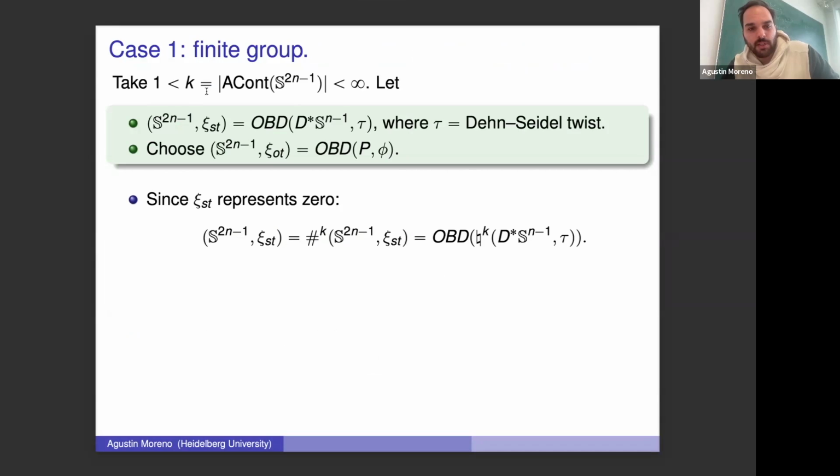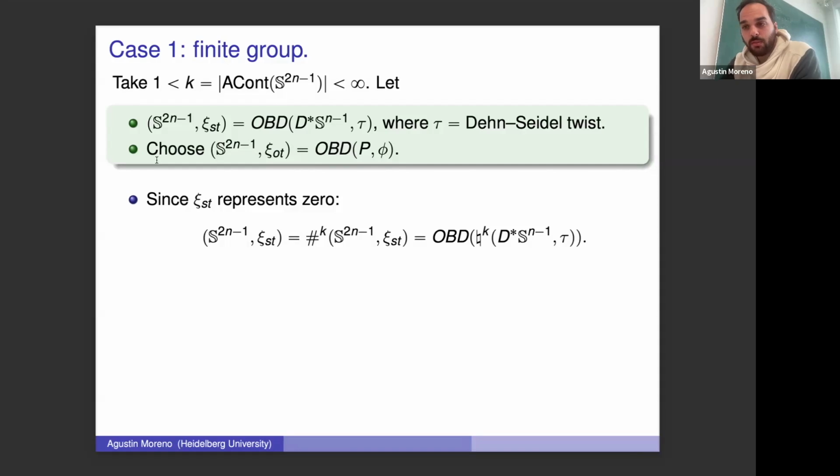And first of all, the standard contact structure on the sphere is supported by an open book whose page is T star S^(n-1), and the monodromy is the Dehn-Seidel twist. Okay, so it's a symplectomorphism of this manifold here. So it's basically the positive stabilization of the trivial open book on the sphere.